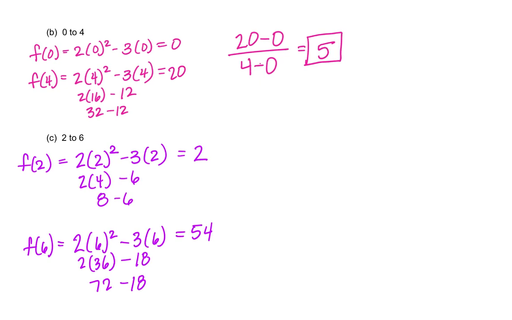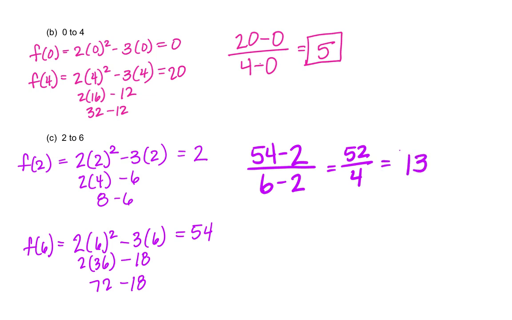Okay. So now to find the rate of change. f of b is 54 minus f of a is 2. B is 6, a is 2. So this is 52 over 4, which is 13. So your average rate of change is 13. And that's it. Okay, it is a pattern, a formula. You plug it in, and you find your slope between those intervals. The end.